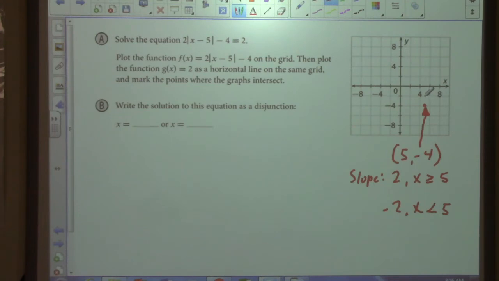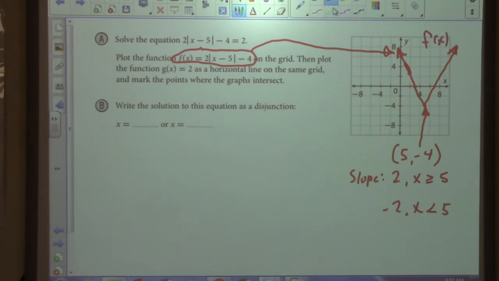We can just count grid marks, right? 1, 2, 3, 4. Or we count 2, it's 2 to 1. So how about 1, 2, and 1 like this? Would that work? Yeah, so something like this. It's going to go like this, and then negative 2 for less than 5, so we're going to go like this. So anyway, we've graphed this one function right here. I'm going to arrow over to it, and this is what we call f of x.